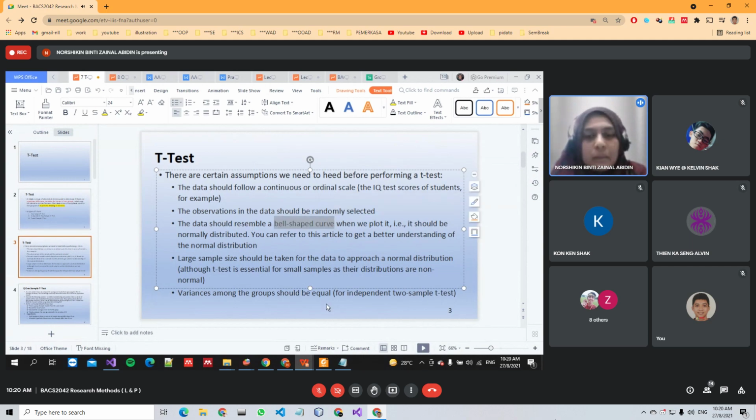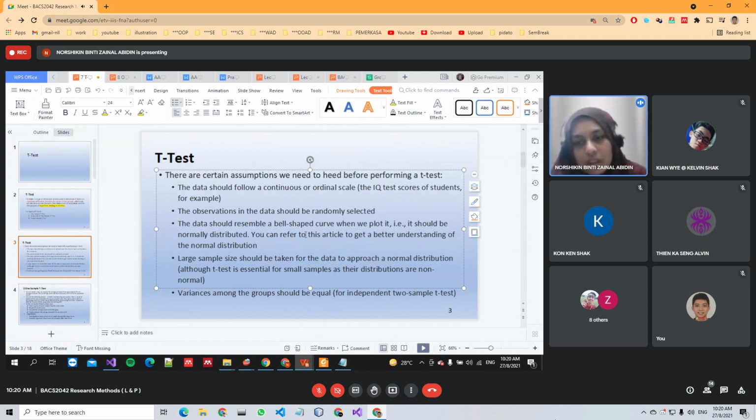This bell-shaped curve is actually a pattern, a shape in our graph. Bell shape, you should Google. I do not know how to explain the bell-shaped curve, but it is like a pattern that we will get when we are plotting our data. It should be normally distributed.